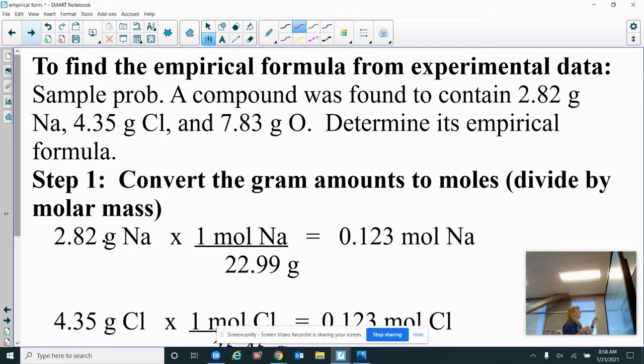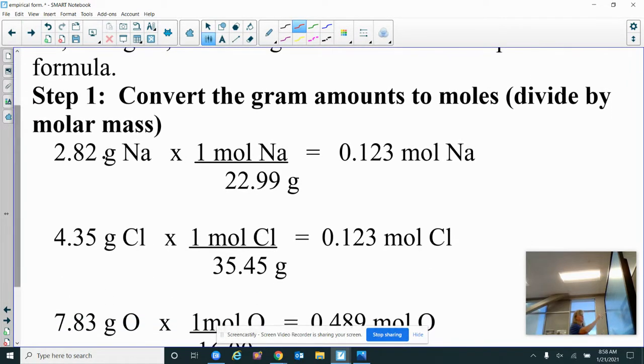So our sample problem, we have a compound. It was found to contain 2.82 grams of sodium, 4.35 grams of chlorine, and 7.83 grams of oxygen. We want to determine its empirical formula. Just like we did in the lab when we were trying to figure out the ratio between the magnesium sulfate and the water, we do the same thing with these elements. How do they relate to each other in moles? So we just divide each one by its molar mass. That's how we always get from grams to moles.